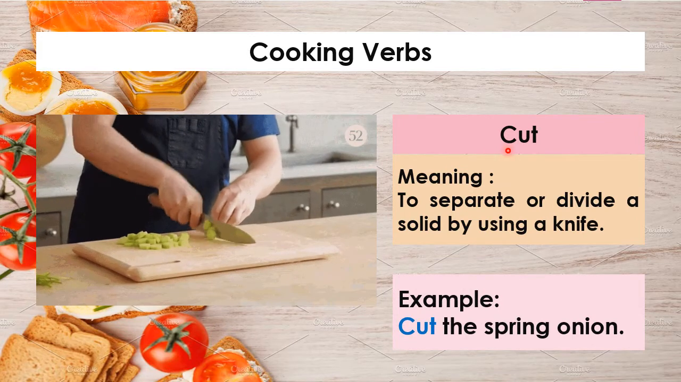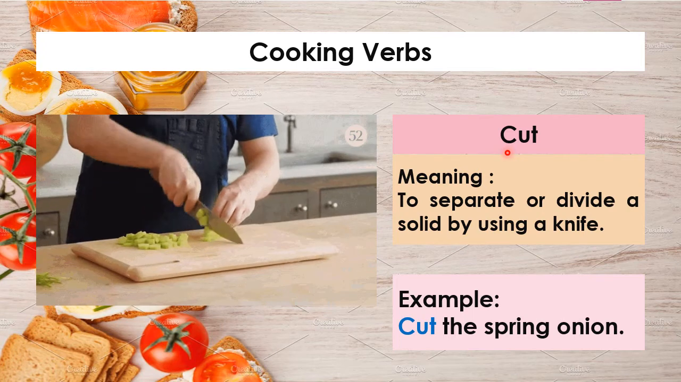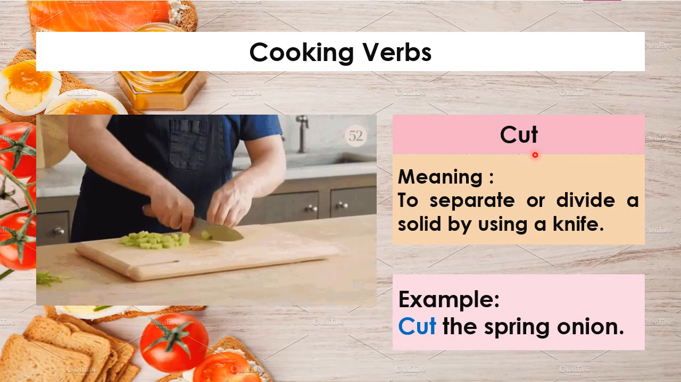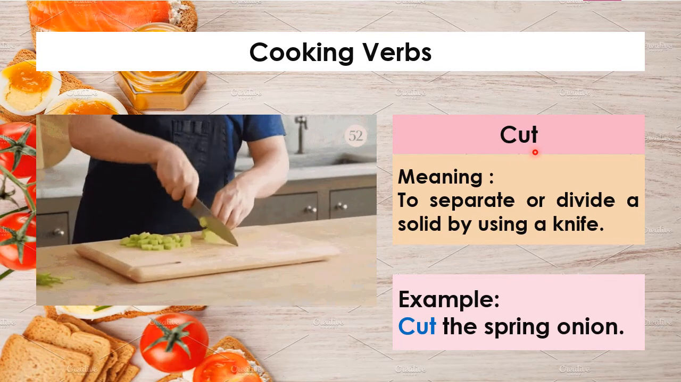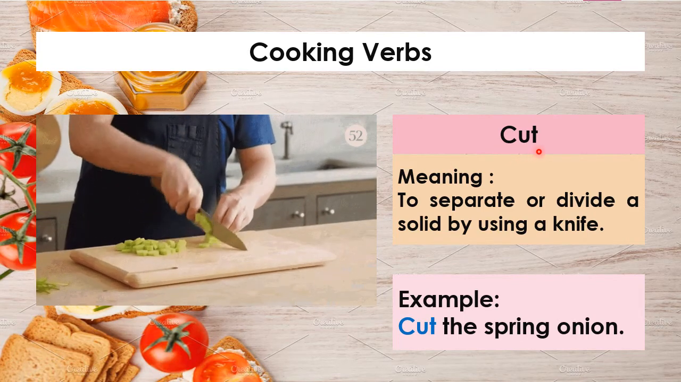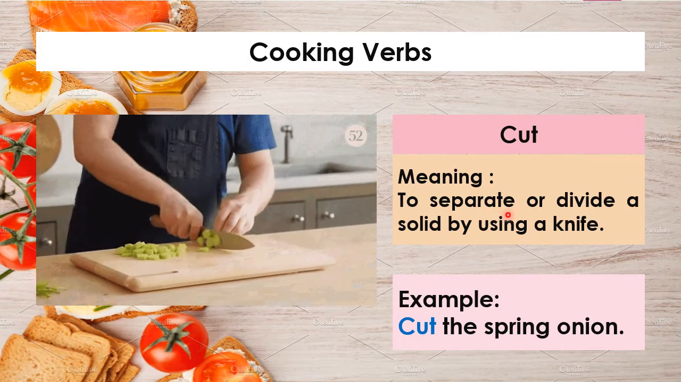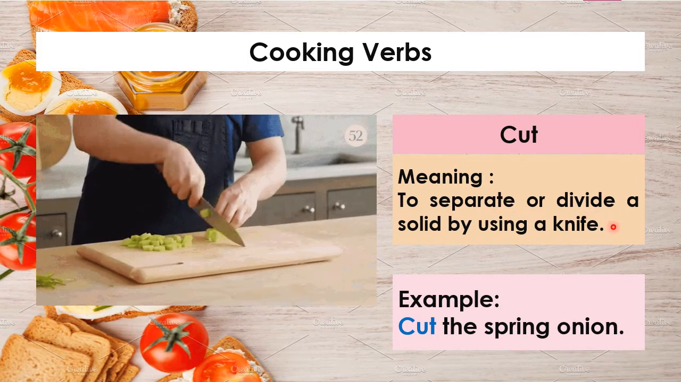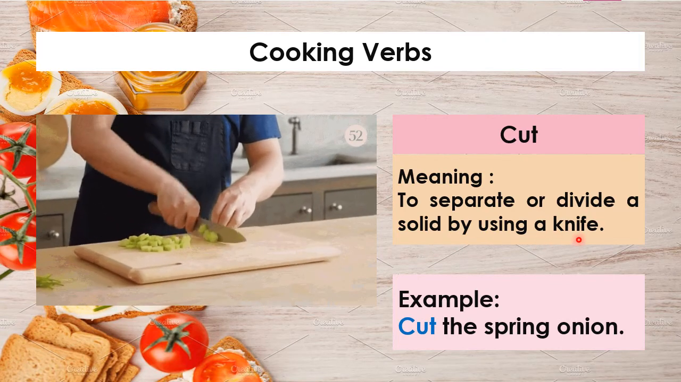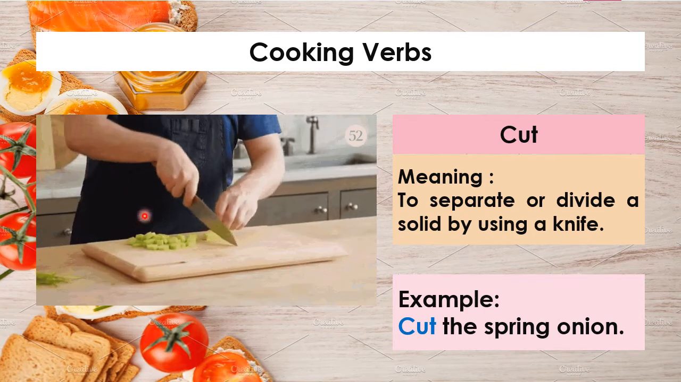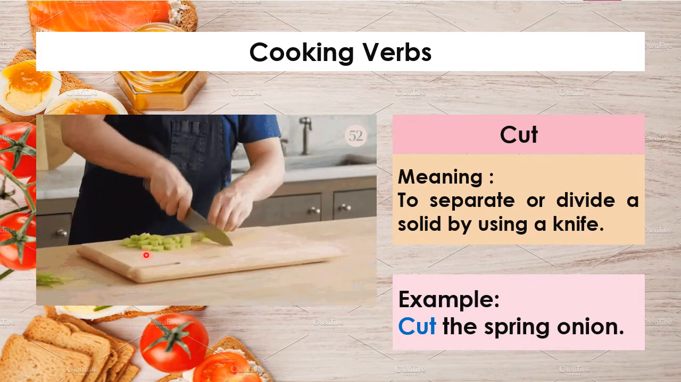The next cooking verb is cut. Say after me, cut. C-U-T. Cut. Very good. The meaning is to separate or divide a solid by using a knife. Now look at this picture. The example is cut the spring onion.